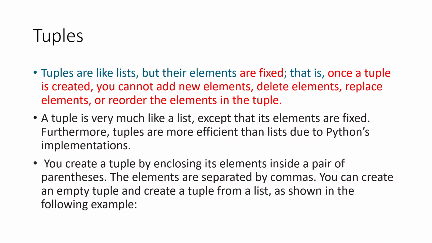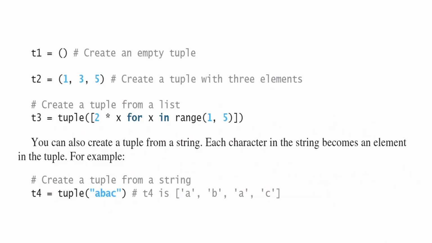You can create a tuple by enclosing its elements inside a pair of parentheses. The elements are separated by commas. You can create an empty tuple and create a tuple from a list as shown below. t1 is equal to open and close parentheses, which creates an empty tuple. t2 is equal to parentheses with 1, 3, 5, which creates a tuple with 3 elements that are 1, 3 and 5.